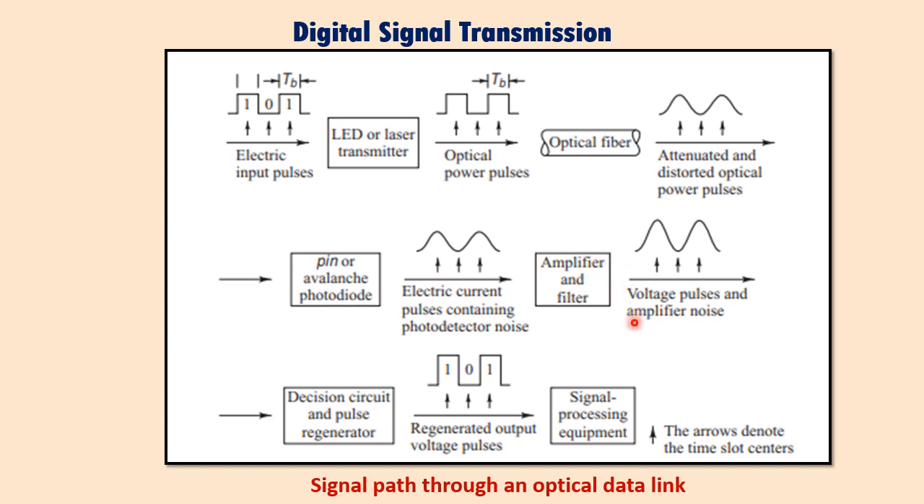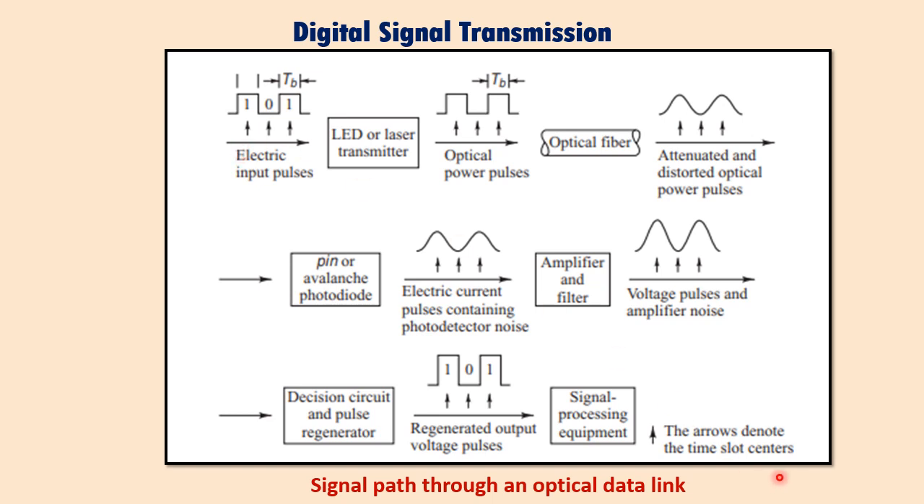The output of the amplifier and filter is voltage pulses, which will have the amplifier noise. Finally, the signals are given to the decision circuit and pulse regenerator. The regenerated output voltage pulses are then given to the signal processing equipment. Here the arrow marks denote the time slots at the center point. So this is how digital signals are transmitted from the transmitter side to the receiver.